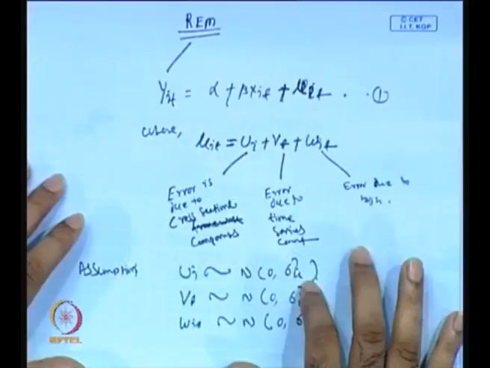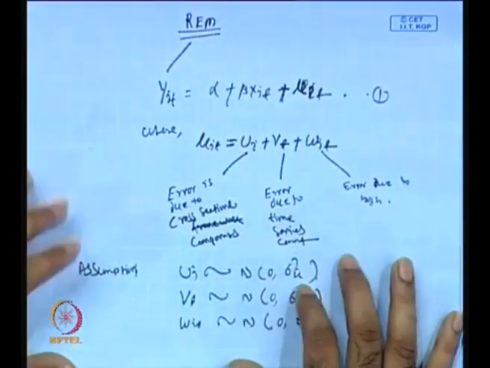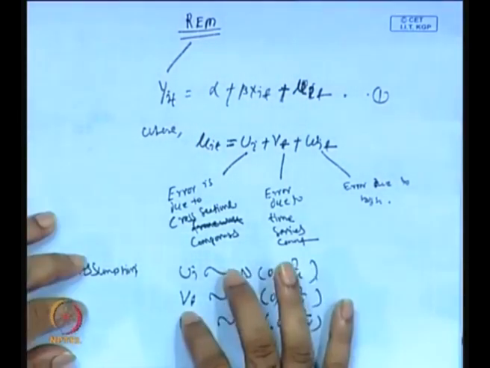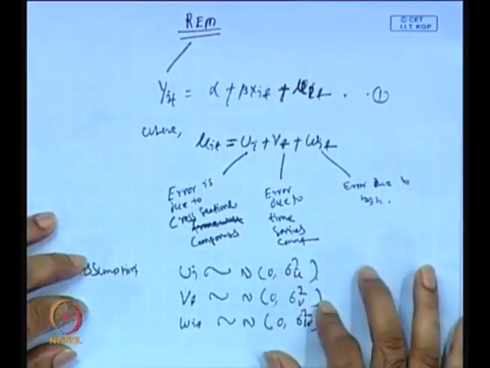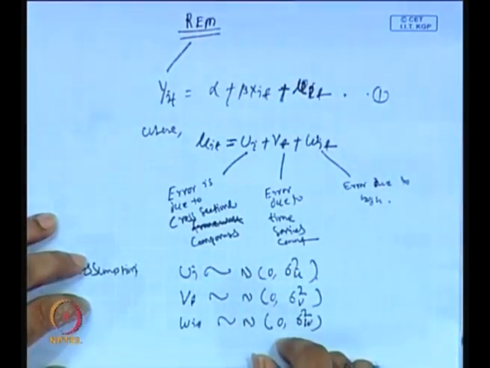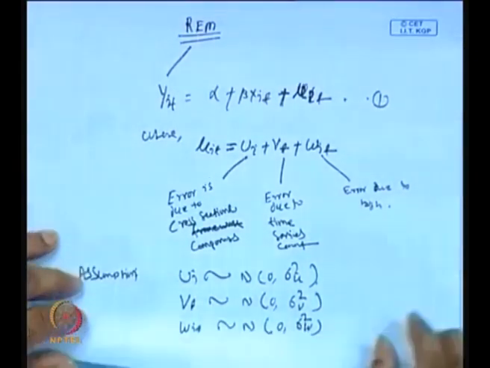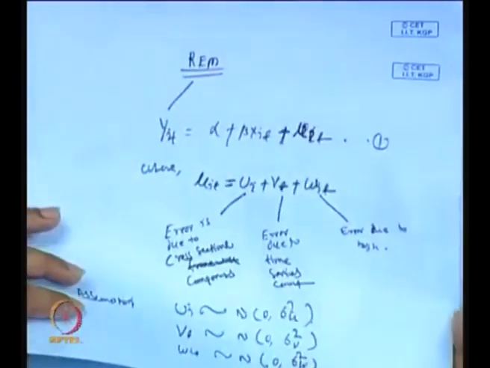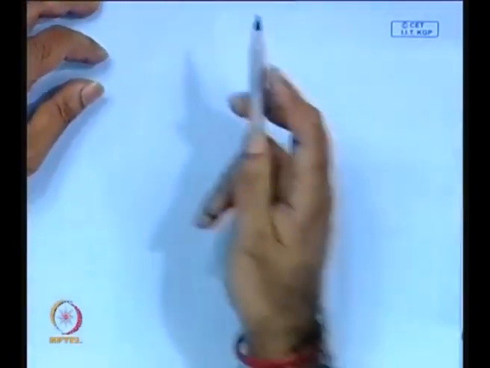So now we have to see, before you go for this estimation, the condition is that u should be normally distributed with zero mean and unit variance. Similarly, v_t has mean zero and constant variance. Similarly, w_it is normally distributed with mean zero and constant variance. With this particular setup, what will you observe here?